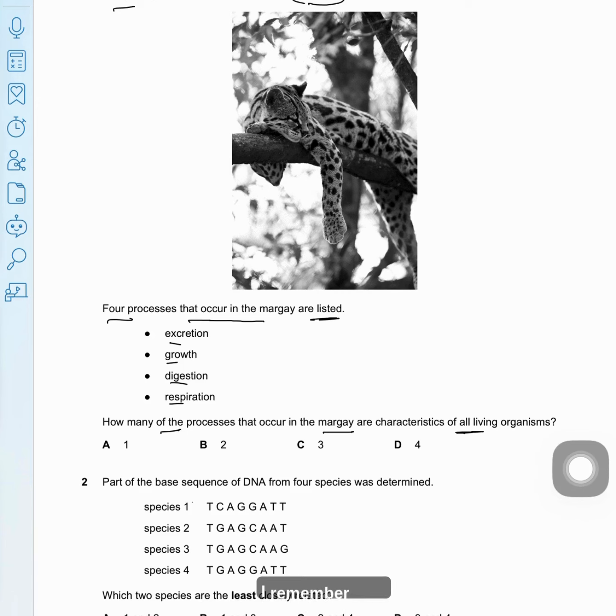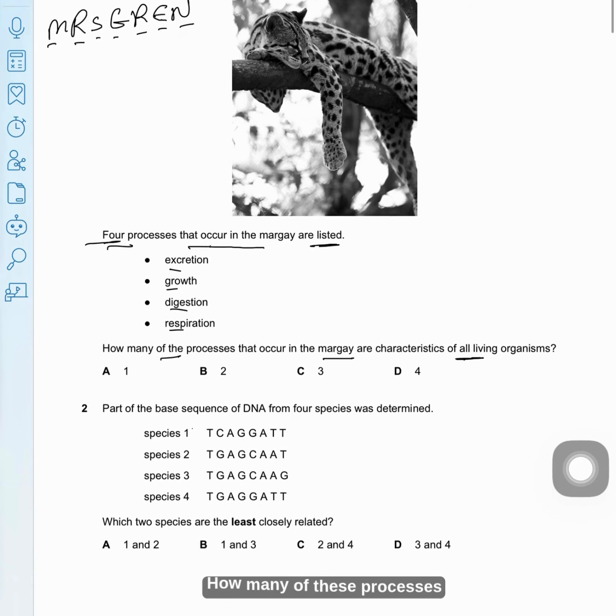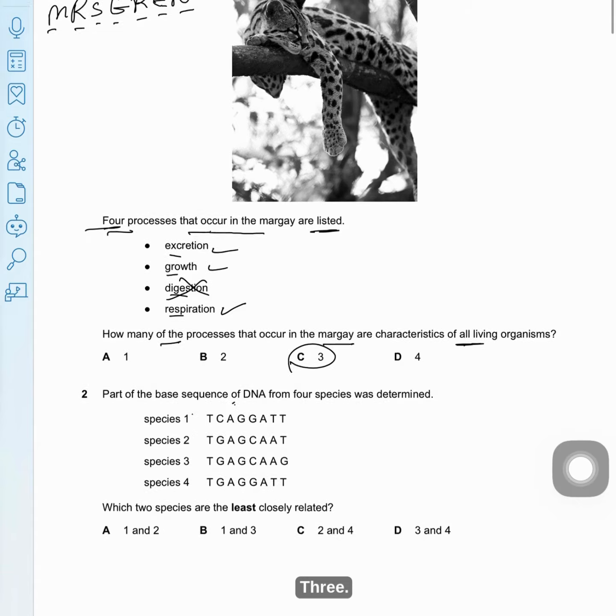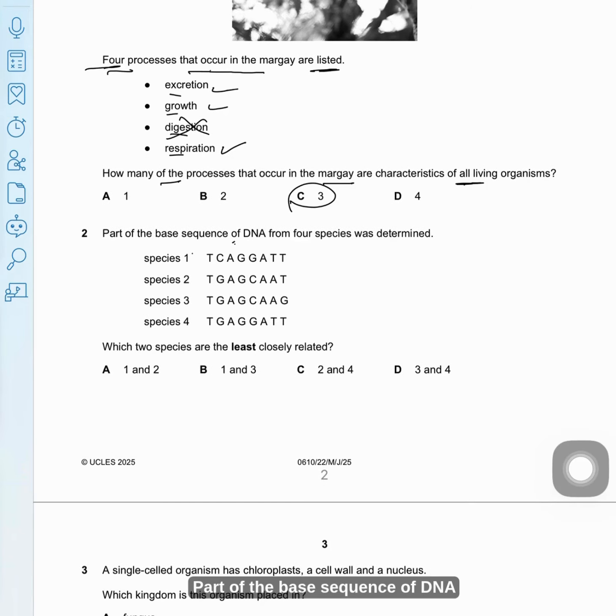Whenever I see this question, I remember Mrs Gren. M for movement, R for reproduction, S for sensitivity, G for growth, R for respiration, E for excretion, N for nutrition. How many of these processes are for all, from Mrs Gren? Excretion, yes. Growth, yes. Respiration, yes. Digestion is not listed. So how many are there? Three.